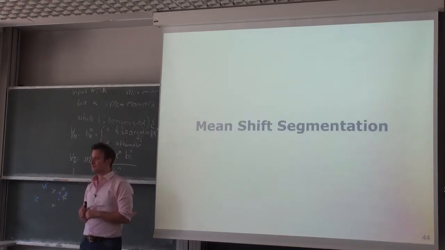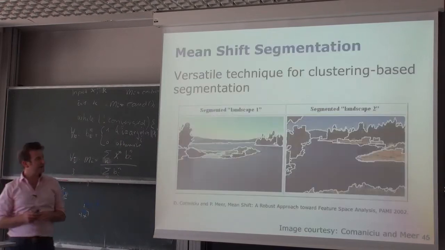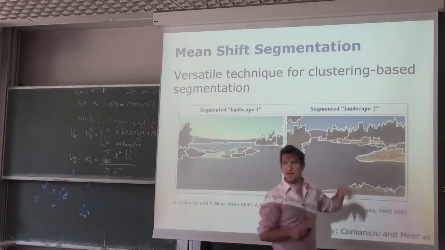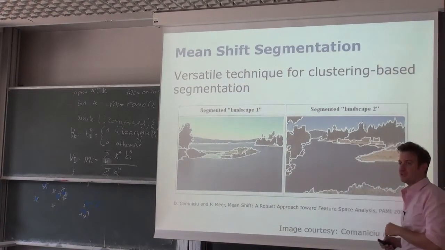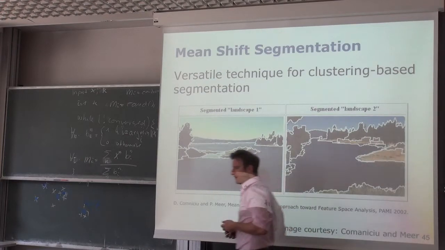And one of them I want to present now. This is what's called mean shift clustering. And the initial examples that I showed are results obtained with mean shift segmentation. So it's a quite flexible technique for image-based segmentation.